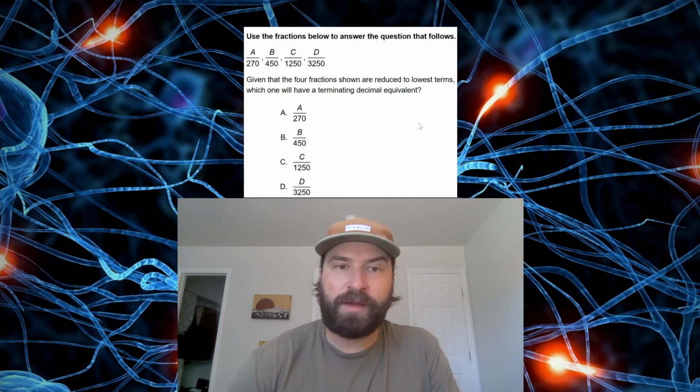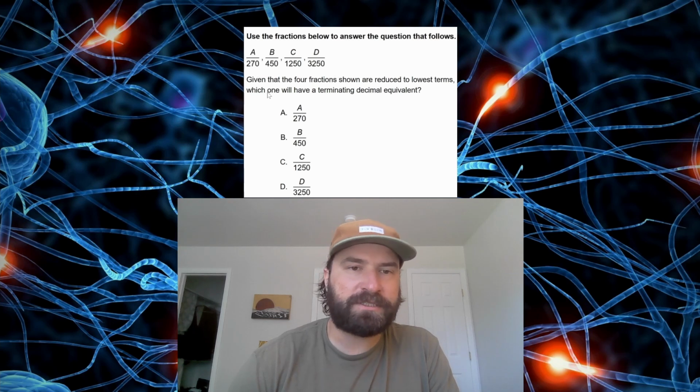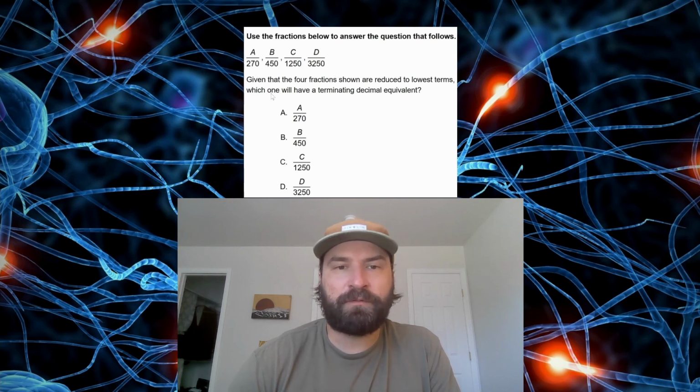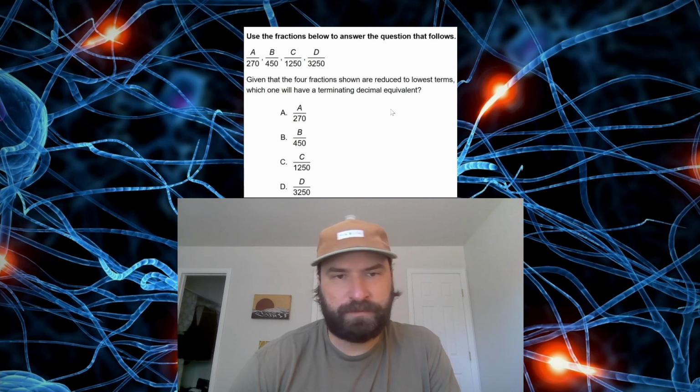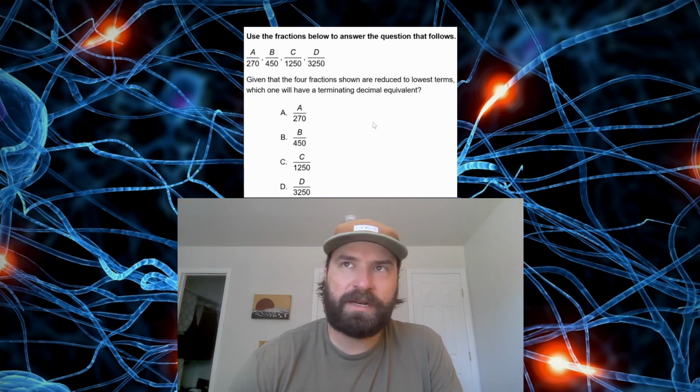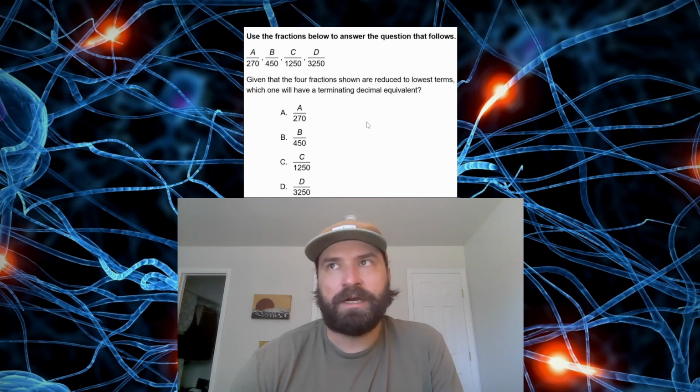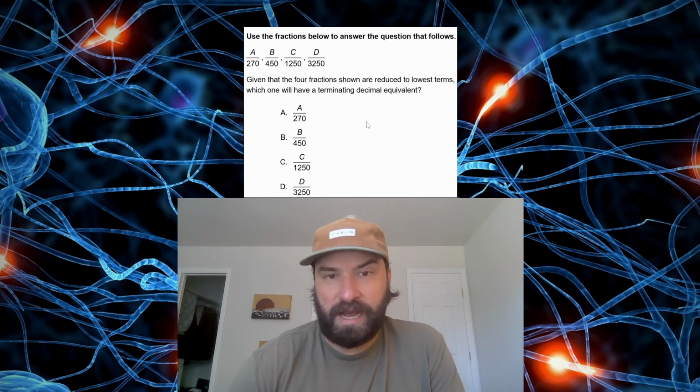All right, let's dive into another MTEL question. This one says, use the fractions below to answer the question that follows. You got these four fractions, and then it says, given that the four fractions shown are reduced to lowest terms, which one will have a terminating decimal equivalent? So a terminating decimal is just a decimal that stops, and a repeating decimal is not a terminating decimal.